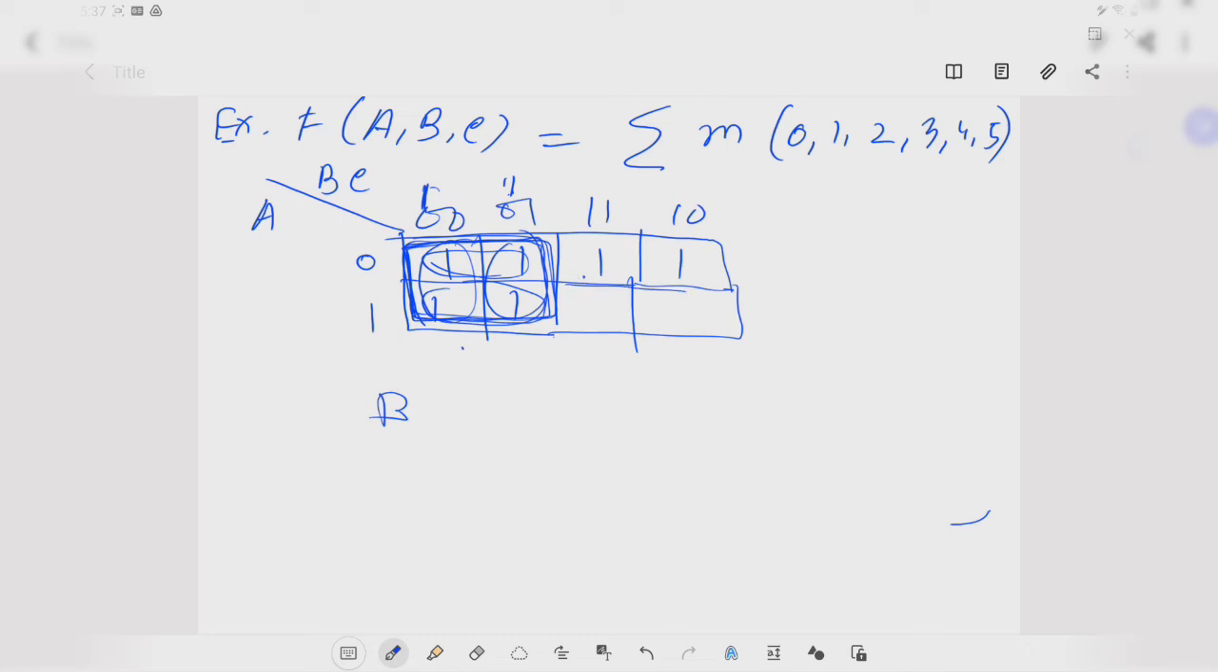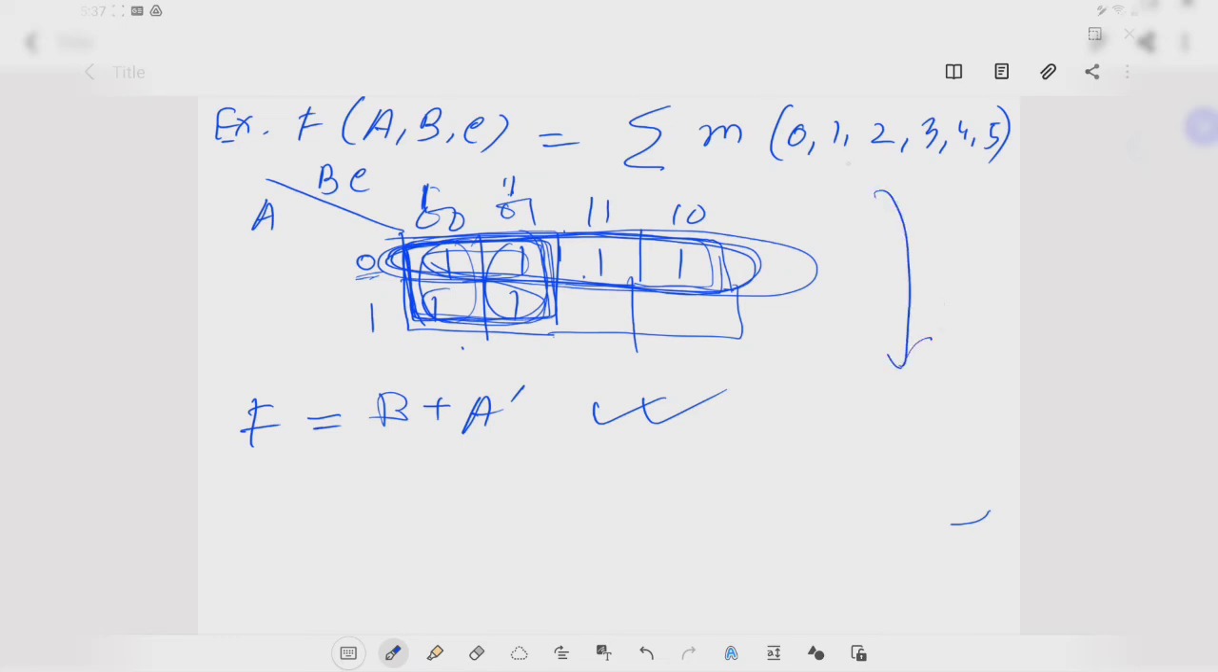And now we still have these 2 ones, and we need to find the maximum number of ones which are symmetric and consecutive again. So we can find this maximum number of ones, these 4 ones. For these 4 ones, we see that A is common, A is 0, so A prime. B prime plus A prime. This is the simplified function. That's easy to make.